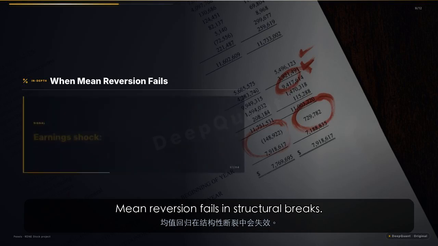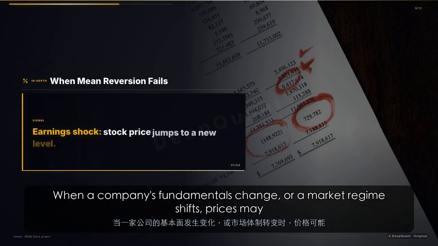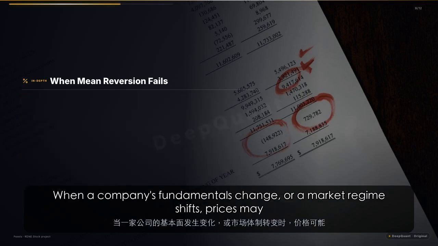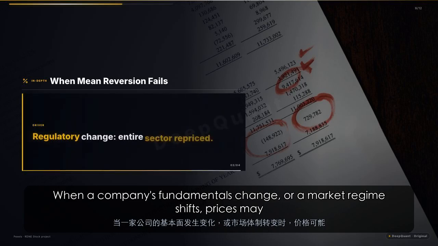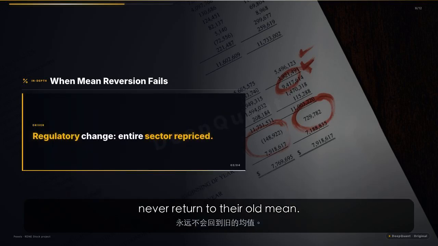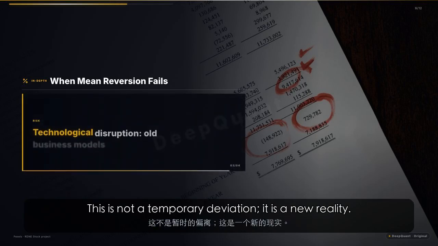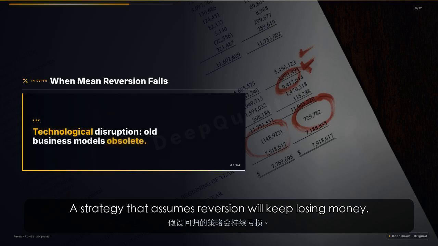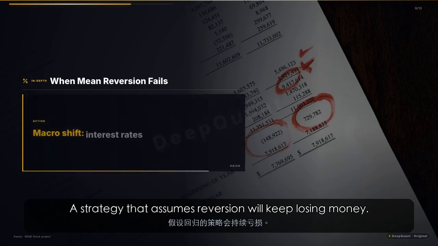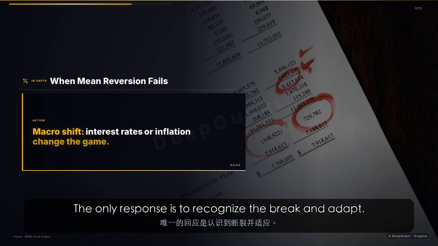Mean reversion fails in structural breaks. When a company's fundamentals change or a market regime shifts, prices may never return to their old mean. This is not a temporary deviation, it is a new reality. A strategy that assumes reversion will keep losing money. The only response is to recognize the break and adapt.